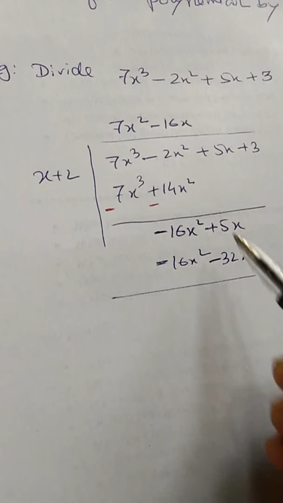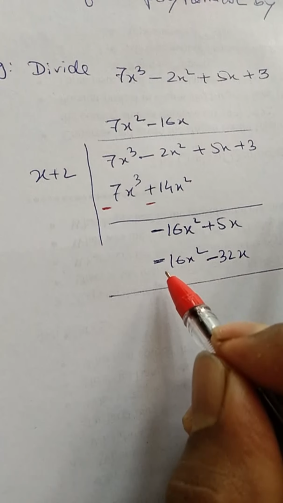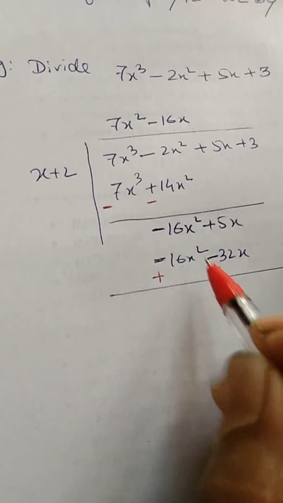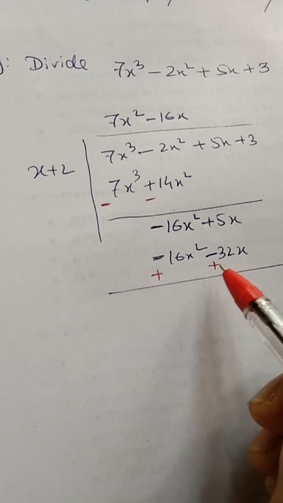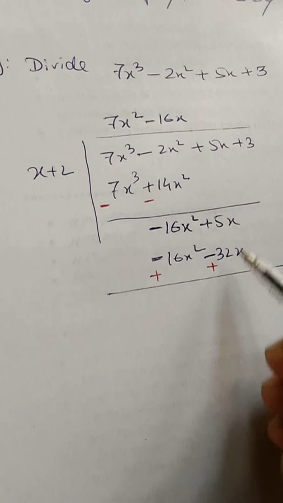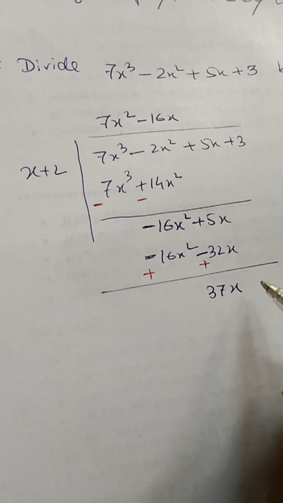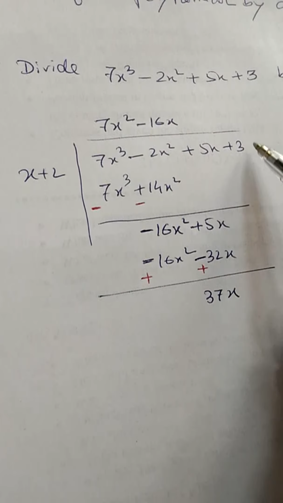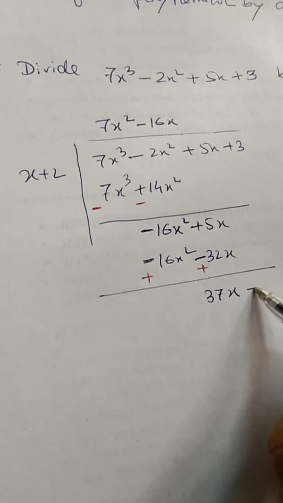So now again we'll have to subtract. While subtracting, the sign will change. This minus will become plus and this minus will also be plus. So these two terms will cancel out. Then plus 5x and plus 32x are left out. So 5 and 32 will be 37x. Then again we'll take plus 3 here, which was left out.